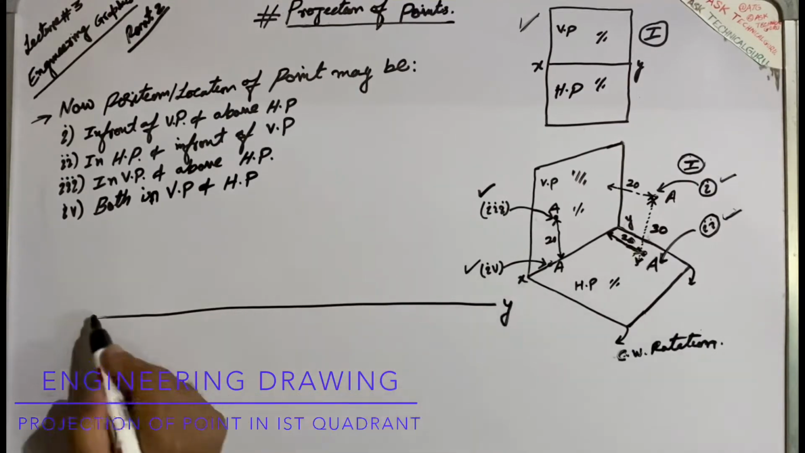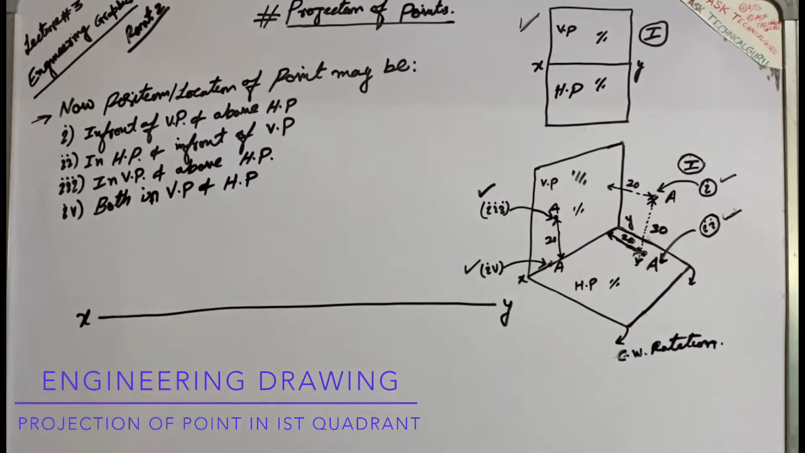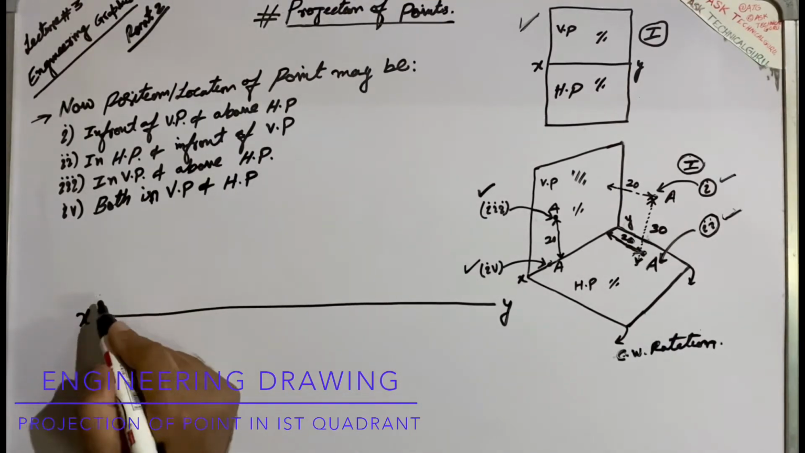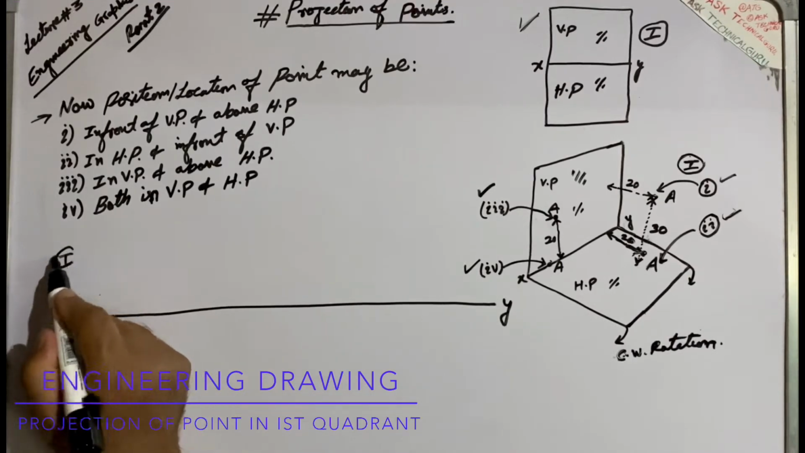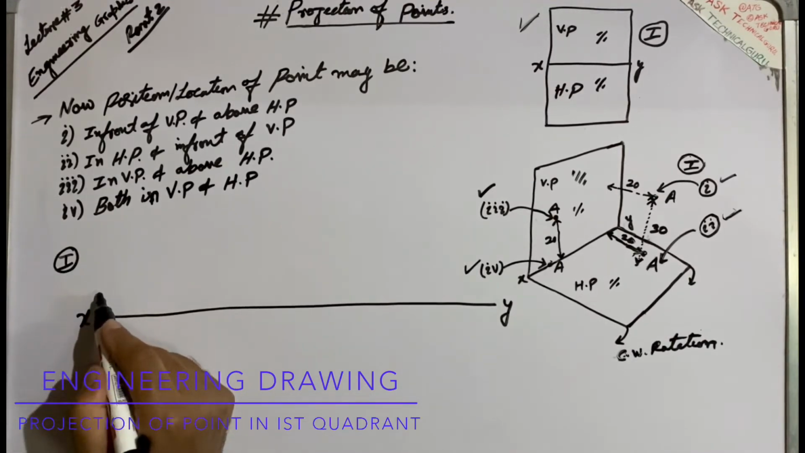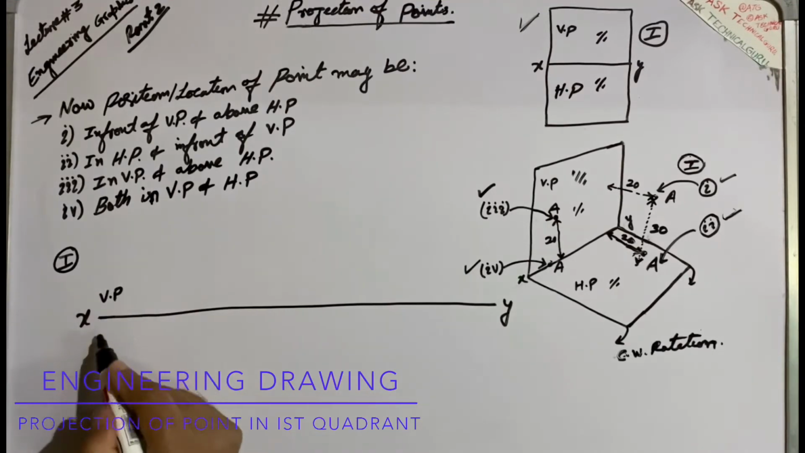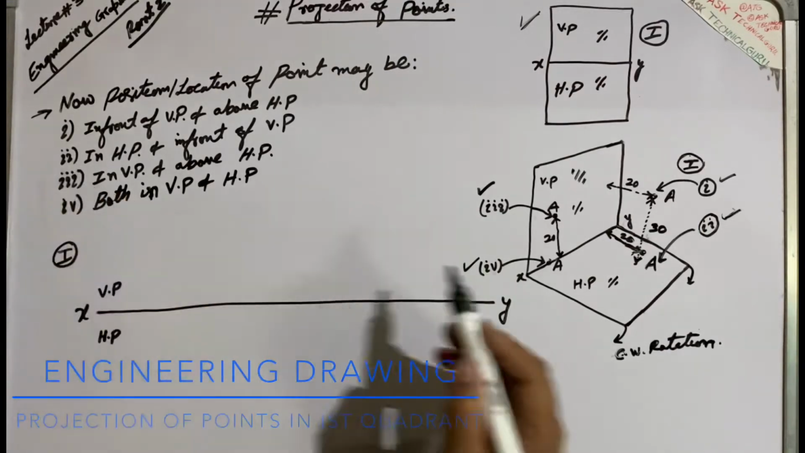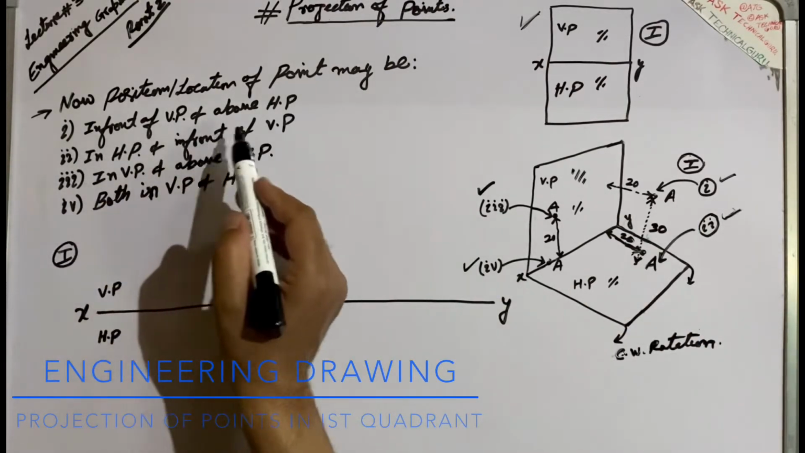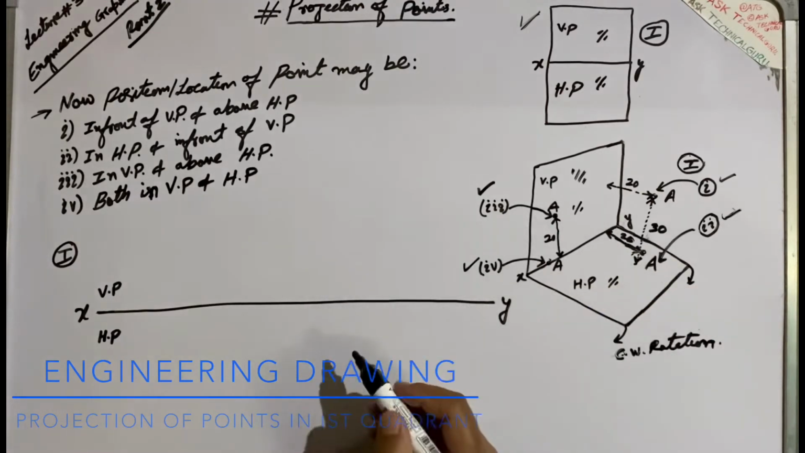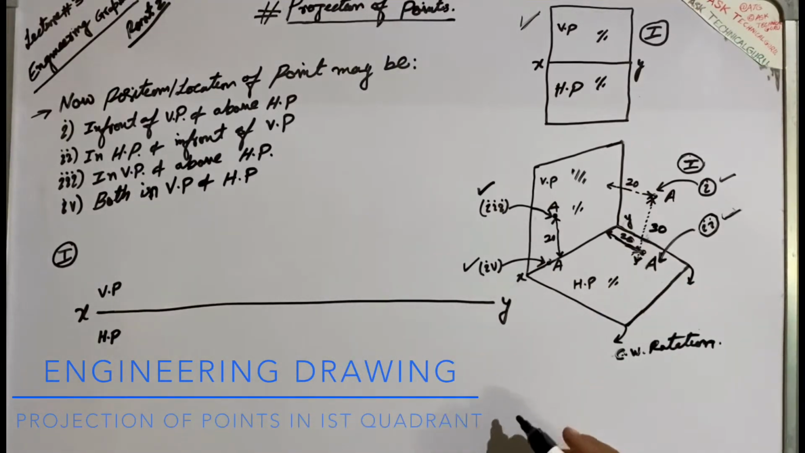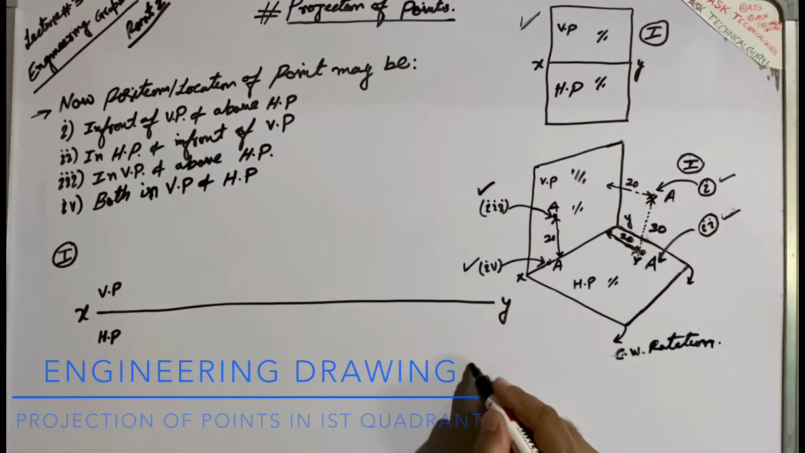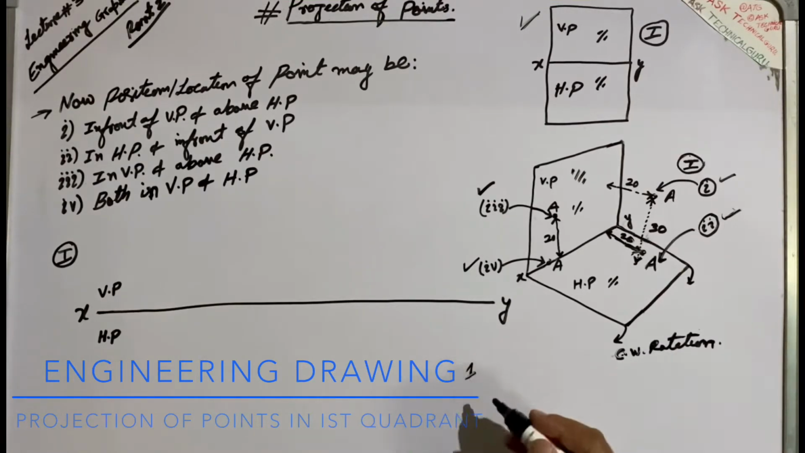Okay, this is the XY line like this. For remembrance, in case of first quadrant, above the XY line is the vertical plane and below it is the horizontal plane. In examination, you are not supposed to be in HP. So we will take the first condition, that is, in front of the vertical plane and above the horizontal plane. You also have to remember this.